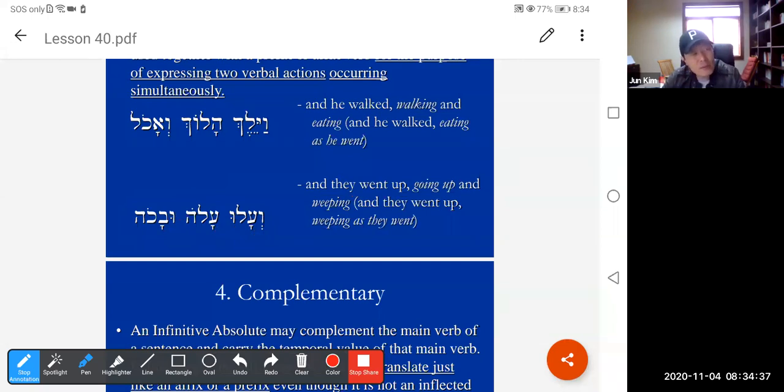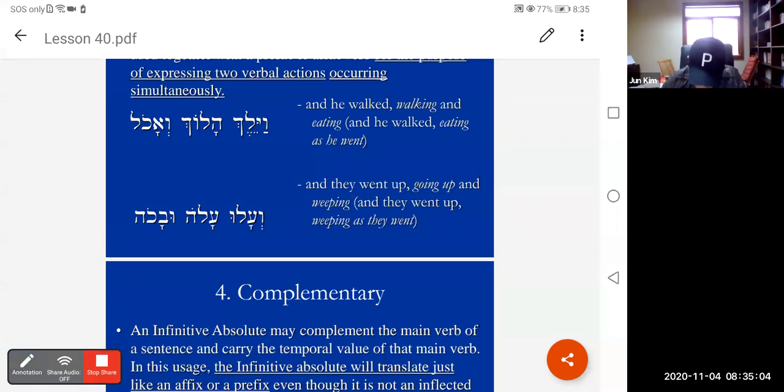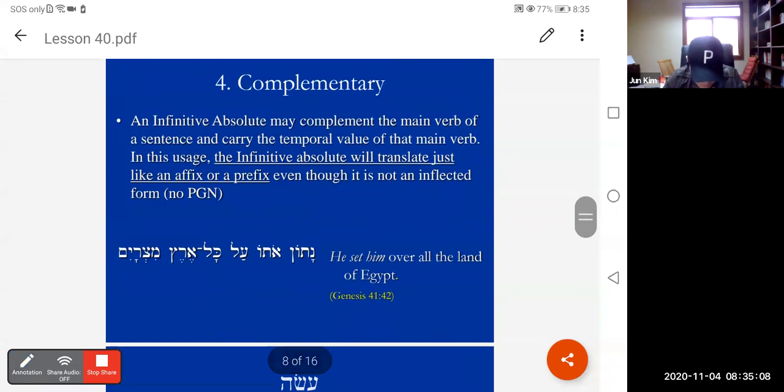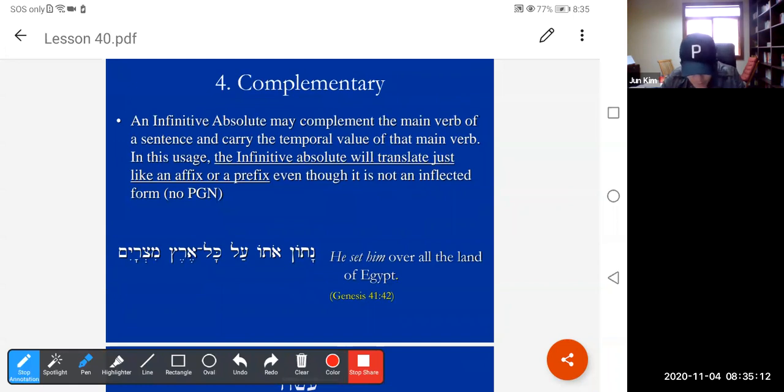In terms of the frequency of infinitive absolute uses, although we are talking about all the different functions, number one, the emphatic usage is going to be the most popular one. But you still need to understand how the infinitive absolute can be used in terms of meaning. Let's move on to the last usage. An infinitive absolute may complement the main verb of a sentence and carry the temporal value of the main verb. In this usage, the infinitive absolute will translate just like an affix or a prefix, even though it is not an inflected form.